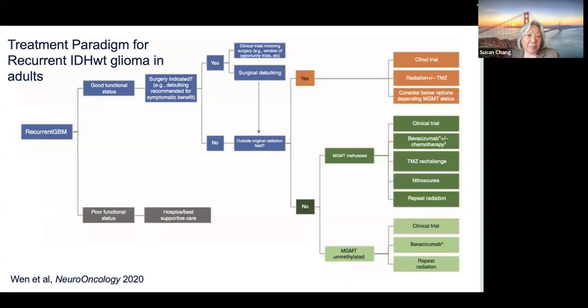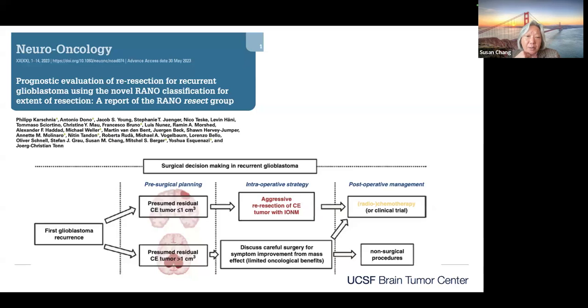And so when we think about the treatment paradigm for recurrent wild-type glioma, again, you can see here where the surgical debulk is indicated, and then clinical trials becomes, I think, of paramount importance, just as in newly diagnosed as well, but certainly at a time of recurrence. And then the RANO RESEC group has also looked at the prognostic evaluation of re-resection in recurrent glioblastoma. This is, again, where your surgical decision-making is important in terms of how much disease can you safely remove, and does this make sense for that patient? Always keeping in mind that you don't want to cause any further neurological decline.